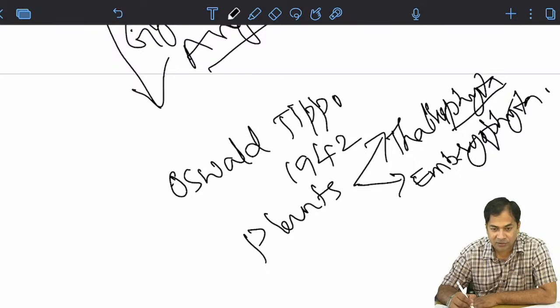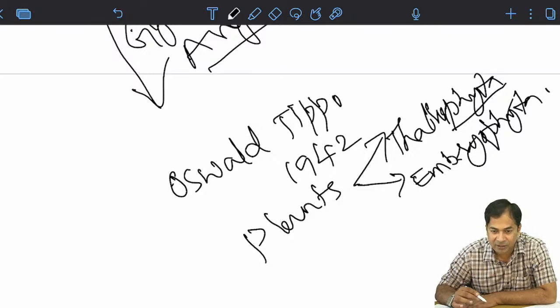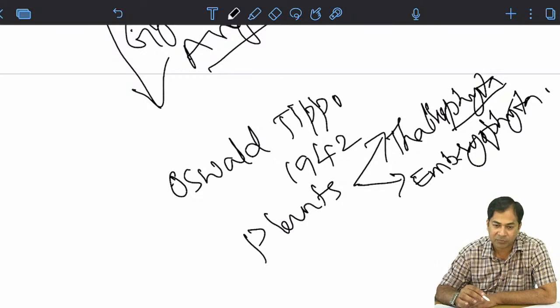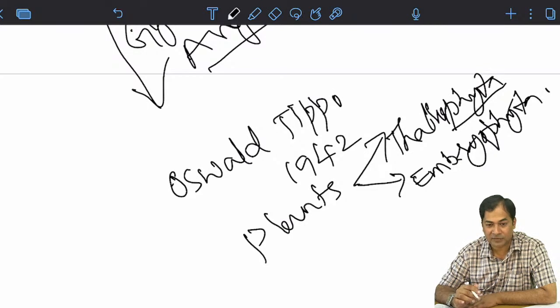Embryophyta means the plants which contain an embryo, which produces seed. Like pteridophytes contain an embryo, but seed is not there in pteridophytes, but the embryo is produced. That's why we say seed habit started for the first time in pteridophytes. Pteridophytes are embryophytes because they produce embryo, but the embryo doesn't produce seed. Gymnosperms produce seed but no fruits. Then angiosperms produce seed and also fruit. So pteridophytes, gymnosperms and angiosperms are embryophytes. So Tippo has classified plants into Thallophyta and Embryophyta.